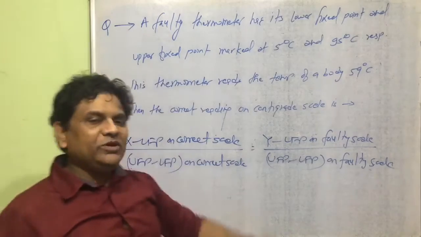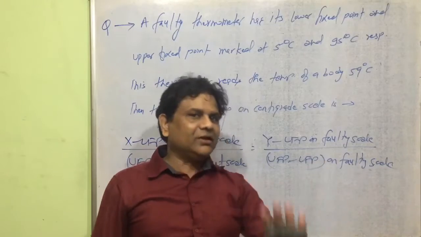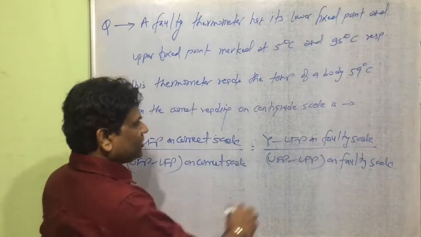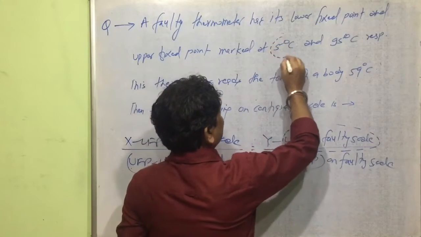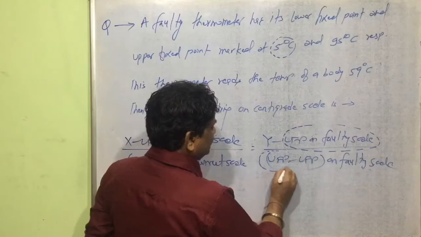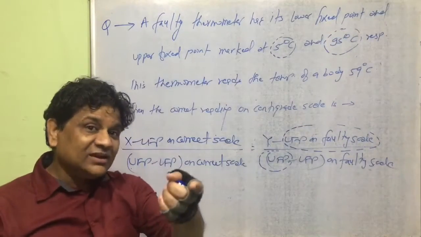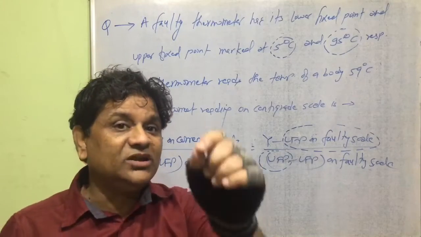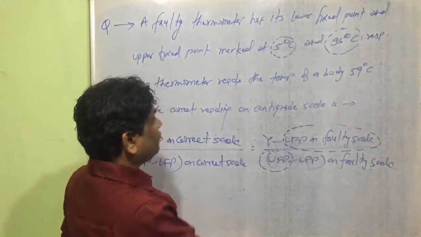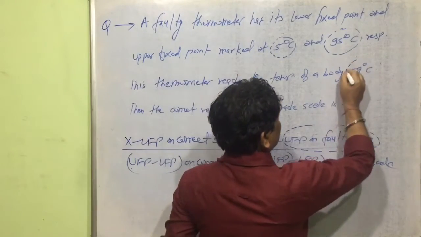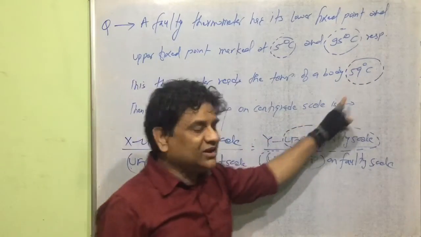So this relation will now be helpful to give the answer of our question. That relation we already derived previously in class. Lower fixed point on faulty scale is 5 degrees Celsius. Upper fixed point on faulty scale is 95 degrees Celsius. The faulty thermometer reads the temperature of a body as 59 degrees Celsius. So this is y.